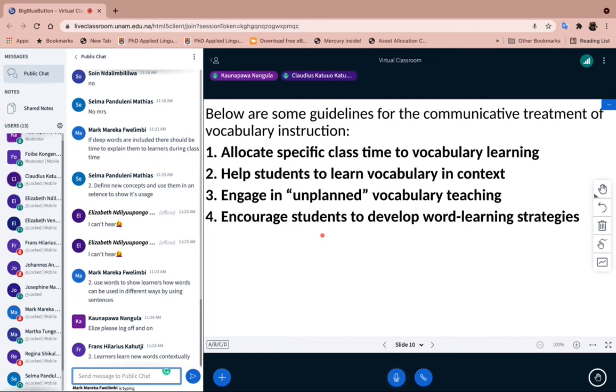We are just predicting. What is the lesson going to be about? Can I try? Yes, go ahead, Claudius. And keep writing, even if somebody... Okay, hold on, Claudius, one second. Even if somebody's mentioned an idea that you are saying, just keep writing, finish, and then you send it, okay? Yeah, go ahead, Claudius. Okay, unplanned vocabulary teaching.